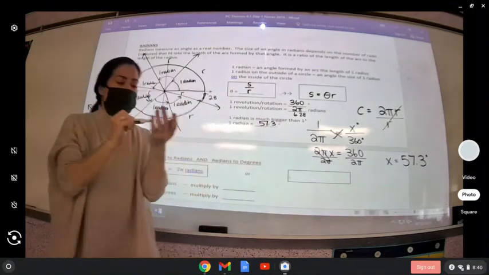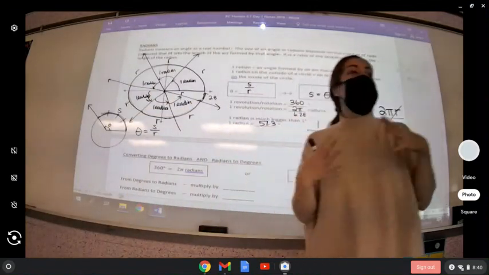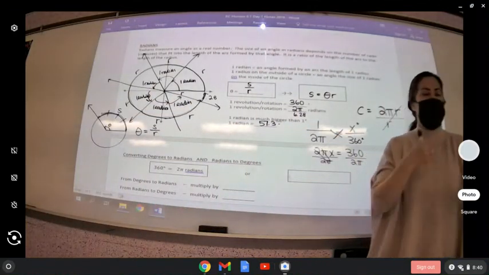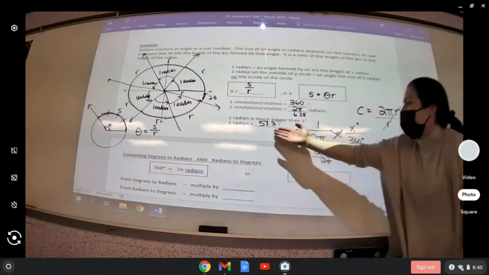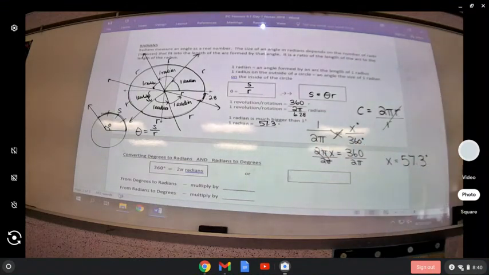And again, that always helps me because I'm always going to feel more comfortable looking at an angle in degrees, not radians. So when someone says, hey, I got an angle that's 3 radians big, I know that's about 3 times 57.